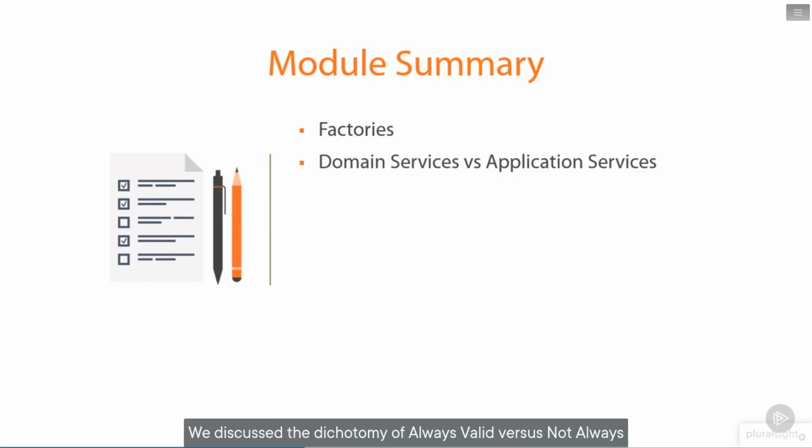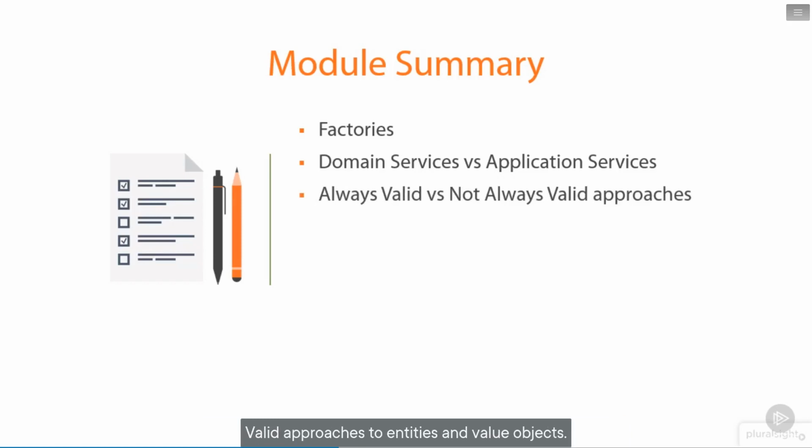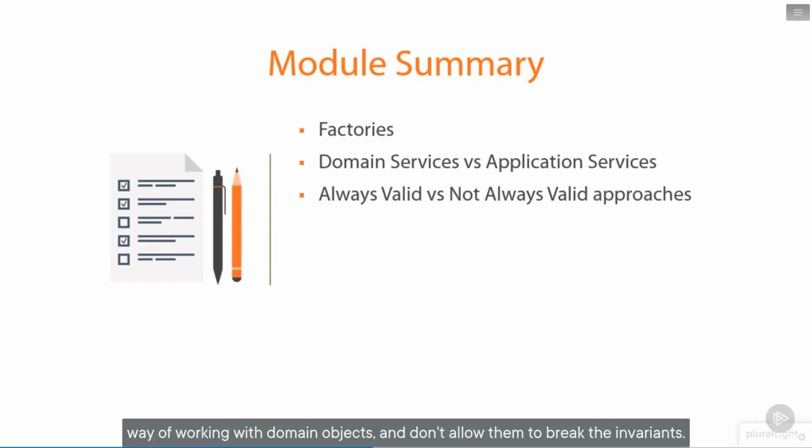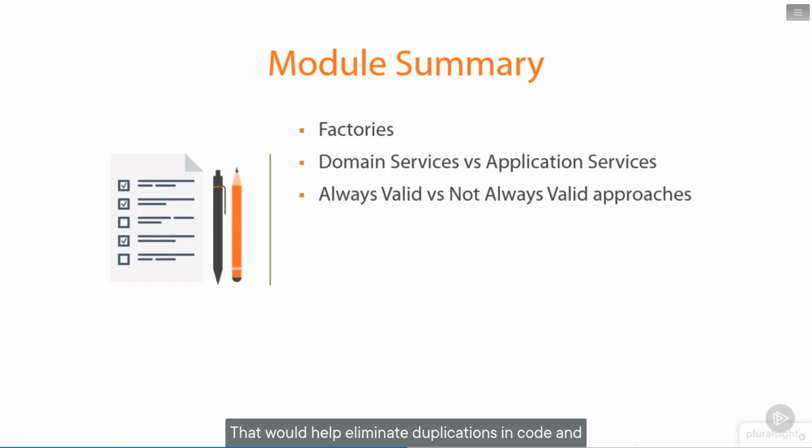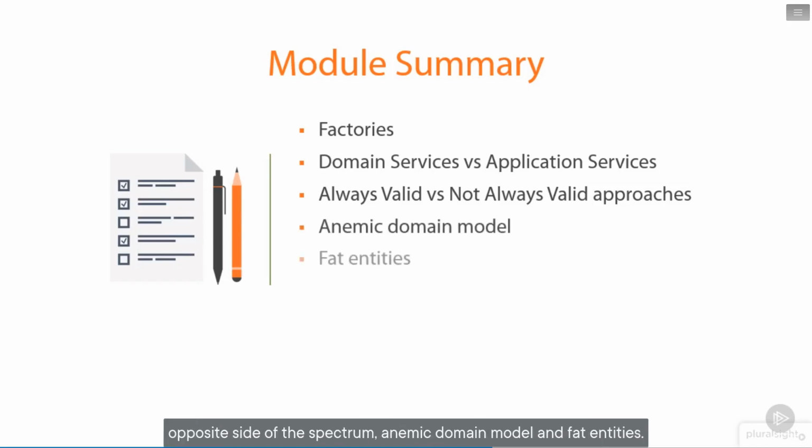We discussed the dichotomy of always valid versus not always valid approaches to entities and value objects. It's a good practice to adhere to the always valid way of working with domain objects and not allow them to break their invariants. That would help eliminate duplications in code and adhere to the fail-fast principle. We talked about two anti-patterns that reside on the opposite sides of the spectrum, anemic domain model and fat entities. Don't run to extremes and always keep balance between the two.